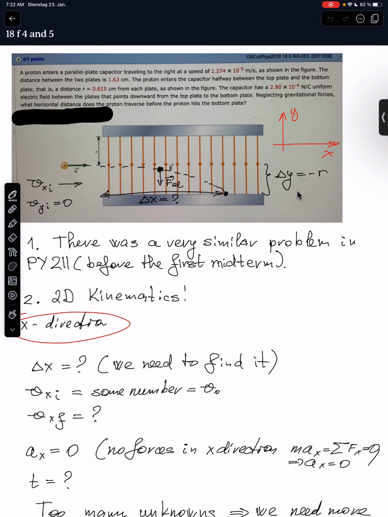So here was the problem in your homework. It is 18F4, I think. And in this problem, there was a proton which would fly into this field as shown over here.